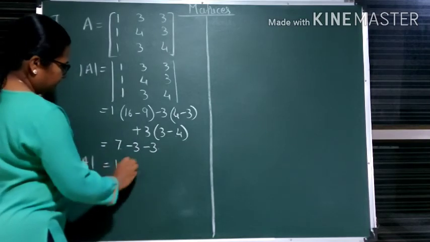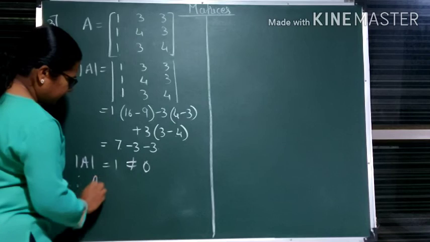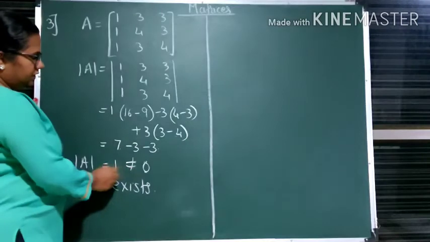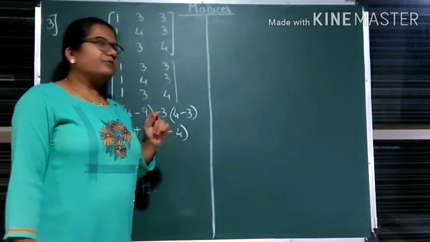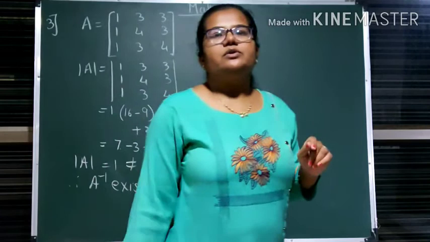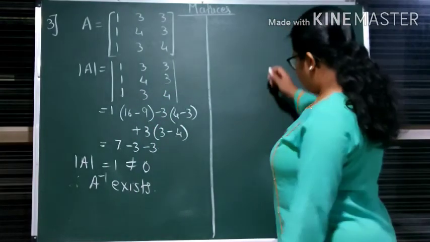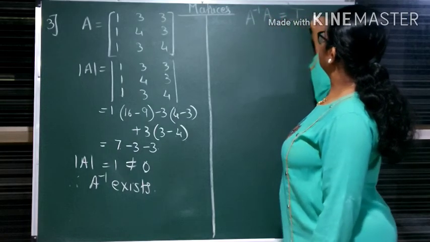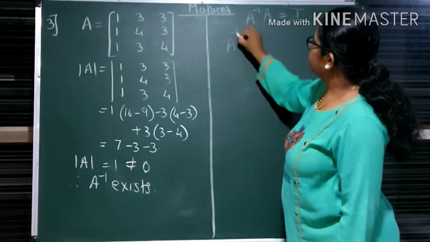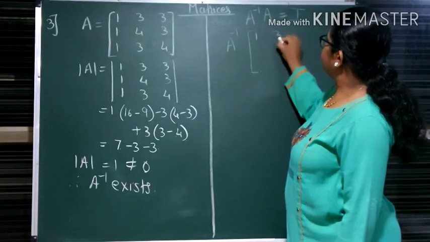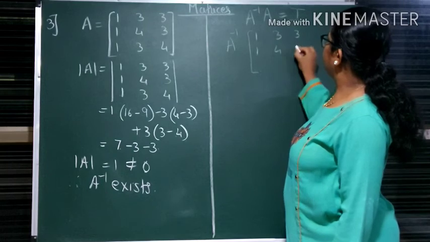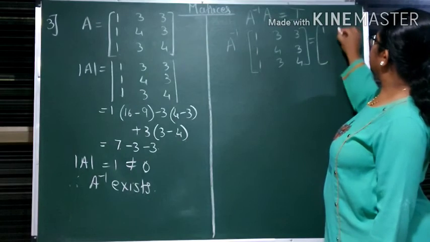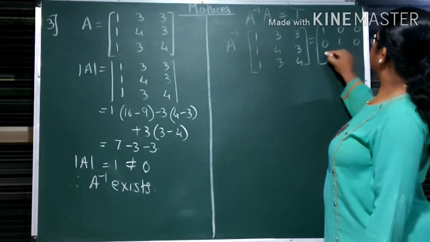So determinant of A is not equal to 0. Therefore you can say that A inverse exists. When you solve the determinant, it is equal to 1, not equal to 0, therefore A inverse exists. Now here we are going to use the column transformation method. What is the definition? It is A inverse into A is equal to I. So A inverse into A, 1, 3, 3, 1, 4, 3, 1, 3, 4 is equal to I, 1, 0, 0, 0, 1, 0, 0, 0, 1.